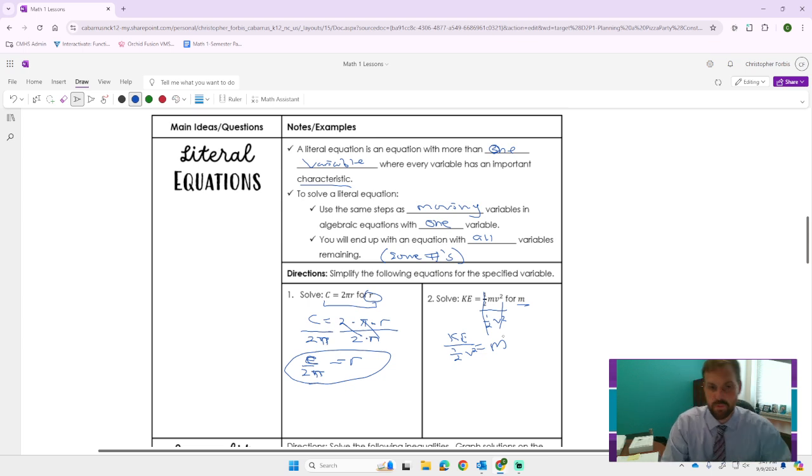The only thing is we don't like to leave fractions under fractions. So remember what happens when you divide by a fraction. It's like doing same change flip. So really that 1/2 changes to 2 over 1, which really is going to be 2 ke over v squared.